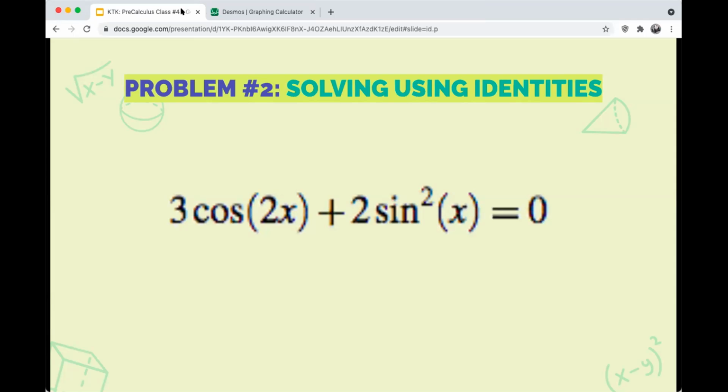So yeah, that Z value would be integers, where n is equal to any integer.